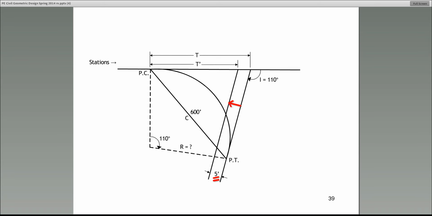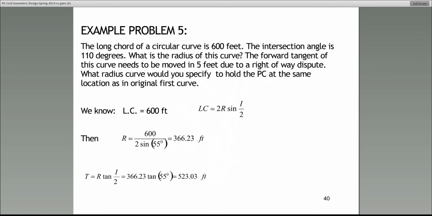All right? When they say the forward tangent was moved in 5 feet, that means it was moved in that direction 5 feet. So the 5 feet is this red distance here. A common mistake is that a lot of people just assume the 5 feet is this blue line. It's not the blue line. The 5 feet they give you in these problems is that red line. All right? So if you recognize that, that will help you.